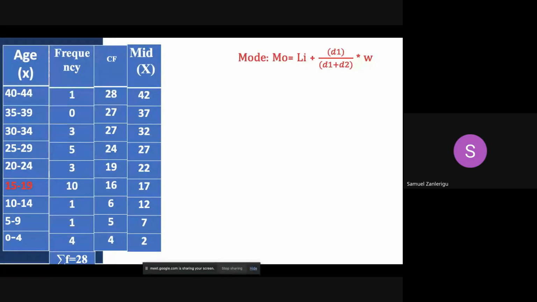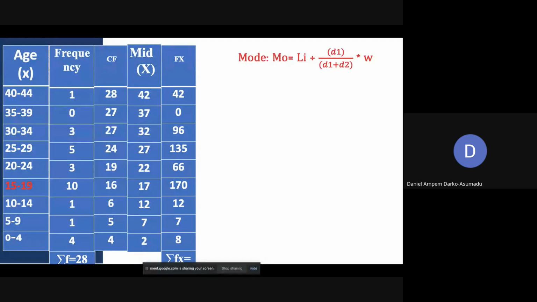We multiply the frequency f by the x, that is the midpoint. fx is f times x. You multiply the frequency by the corresponding x value, the midpoint. So 1 times 42 gives us 42. 0 times 37 gives us 0. You do it for each of the classes. Once you are done finding fx, the formula says sum it. Sum it means you are adding all of these and get summation fx.